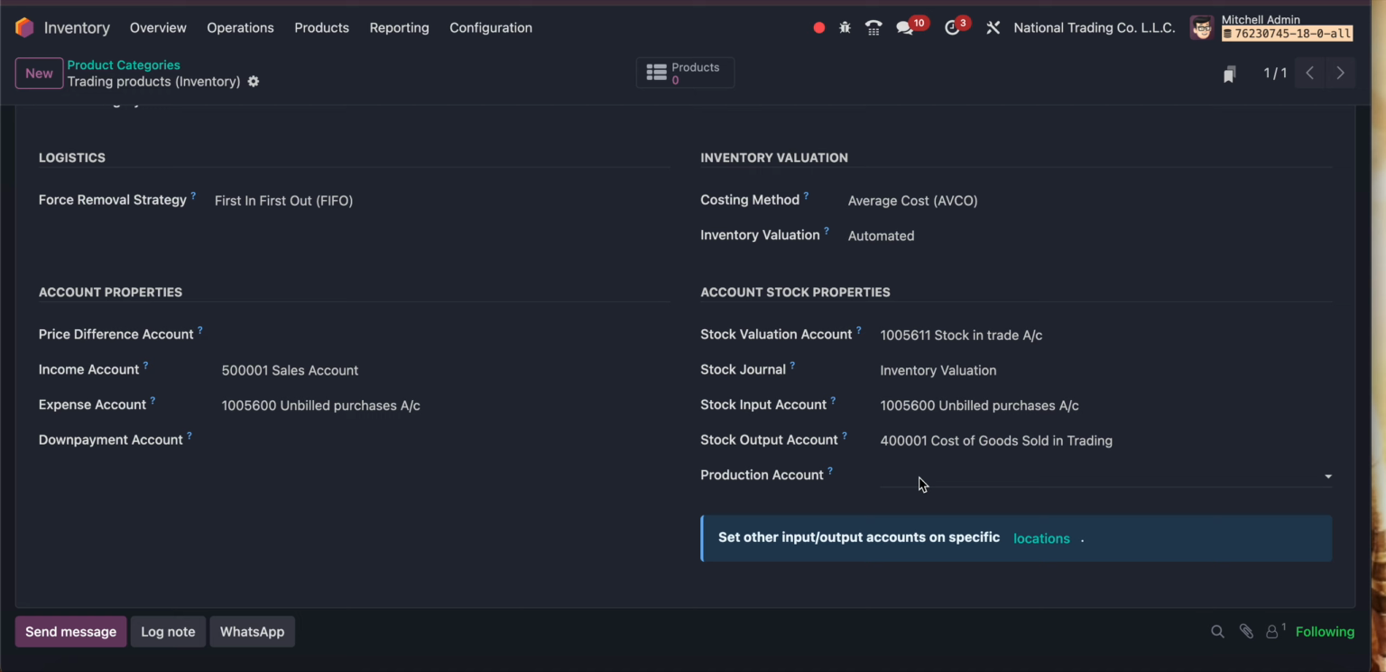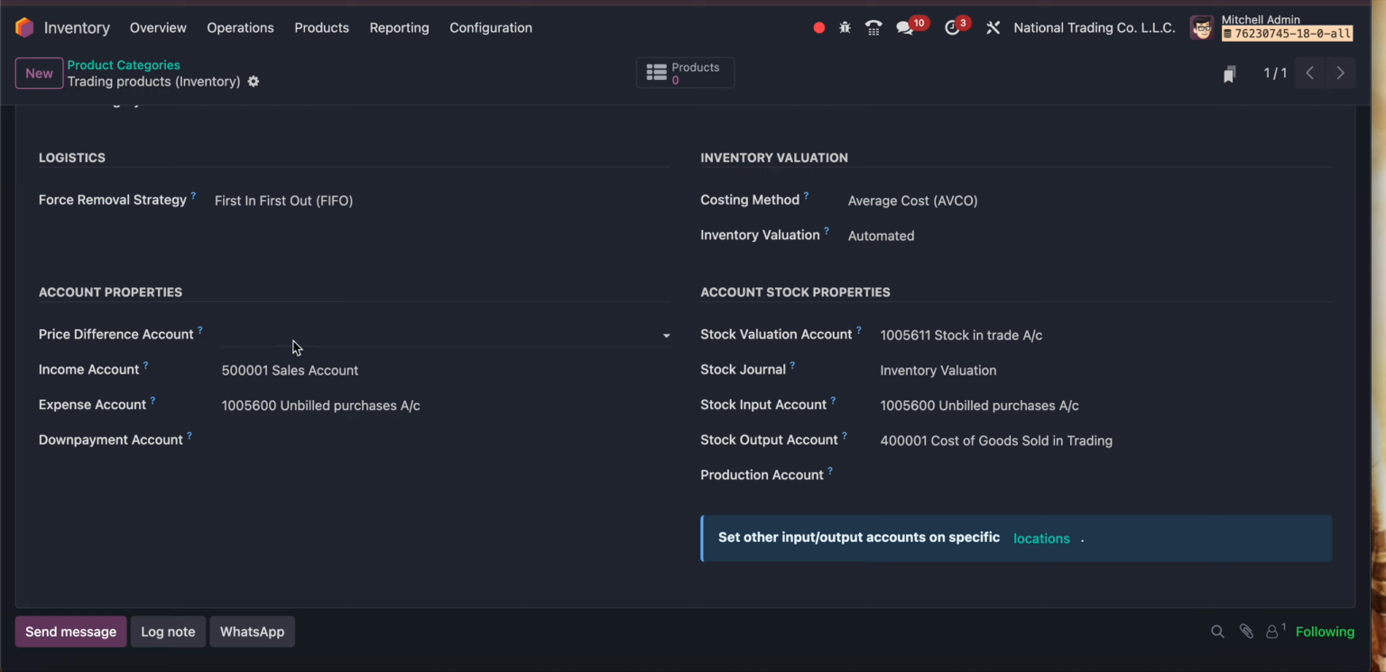That means you use some components to manufacture some other product, and at that time we map the work in progress account here. That account will be debited when you consume the raw materials, and credited when you get the finished products as the output of the manufacturing activity. Currently I am not touching that field, because I am showing you the configuration of a product category only for a pure trading business. Let's see in future videos how to configure a product category when we have manufacturing activities.